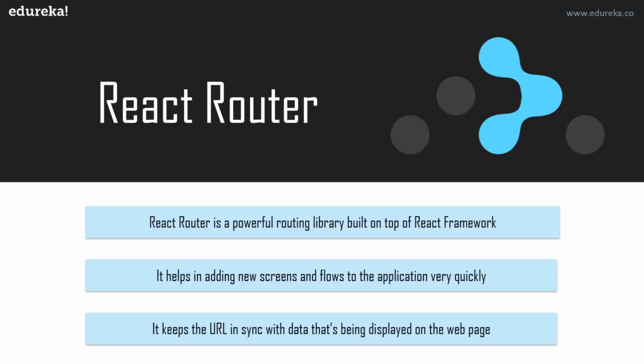For example, in your application there are multiple pages or multiple hyperlinks, and you have to add new screens. The React Router library allows you to do that. The most important thing, the third point here, is that it keeps the URL in sync with the data that is being displayed on the web page. Here we are talking about developing single page applications with React.js, because routing helps to route from one screen to another and add flows to the application very quickly, and also keeps the URL in sync with the data displayed on a particular web page.